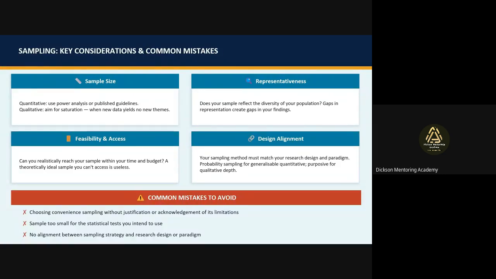Another key consideration is feasibility and access. Can you realistically reach your sample within your time and budget? A theoretically ideal sample you can't access is useless.